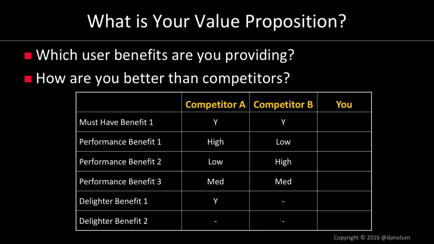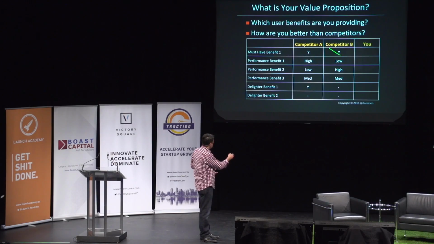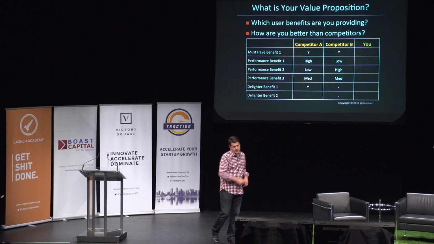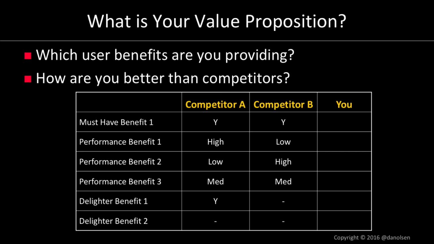So say we do this. Of course, they both have the must-haves. These guys are better at this performance benefit. B is better at this performance benefit. They're both so-so at this one, and delighter benefit. These guys have a delighter benefit. With that backdrop, we're not going to fight everybody on every dimension. We can't afford to do that, right? And it also leads to not being differentiated. So given this backdrop, we basically decide to do this. We're going to have the must-have, of course, basically.